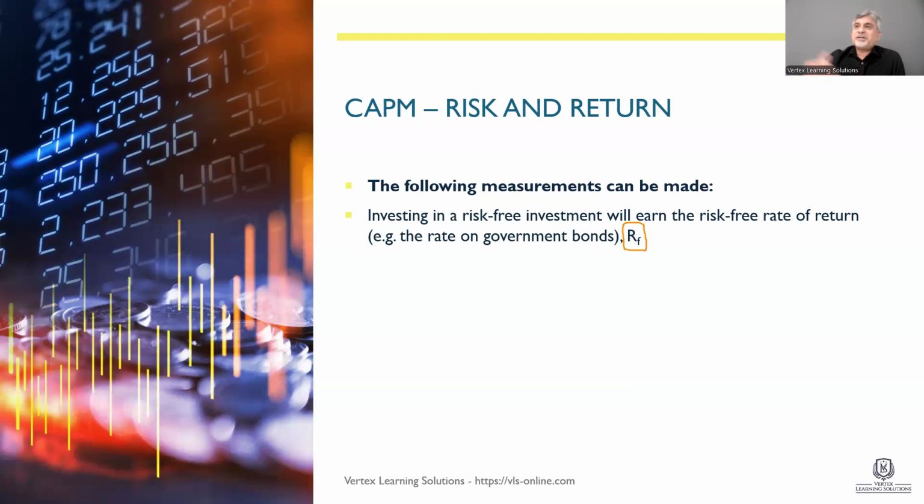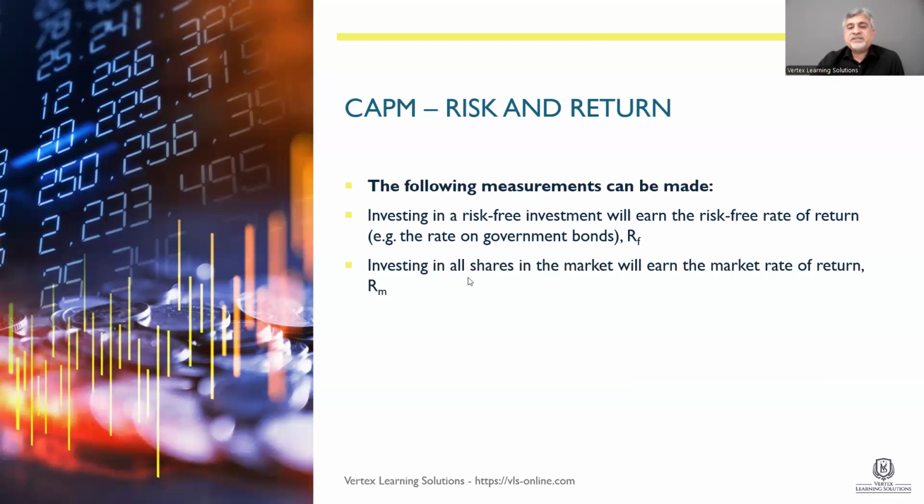Now, again, a question comes up. The bonds issued by which government? Are these bonds issued by Brazil or Cyprus, where bonds are almost going close to default? Anyways, like I said, we assume that government bonds are risk-free. Investing in all shares in the market will earn the market rate of return, which is called RM. So one word you learn is RF. The second word is RM.